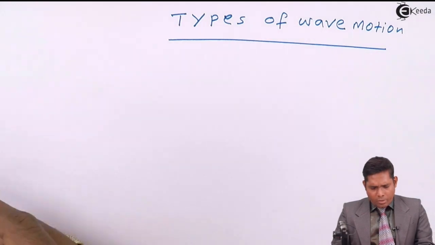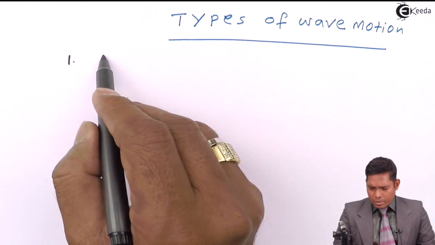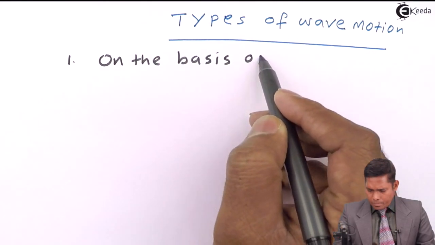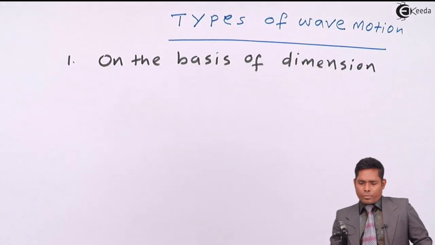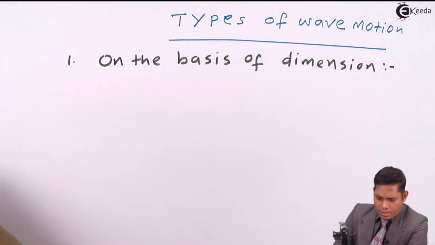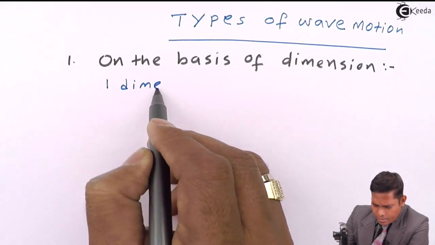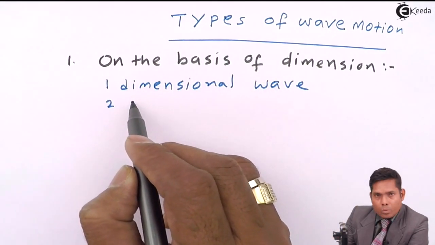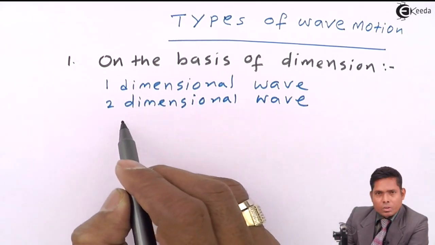Division of wave motion on the basis of dimension, that is, the dimensions along which it moves. On the basis of dimension, we have a one dimensional wave, two dimensional wave, three dimensional wave.